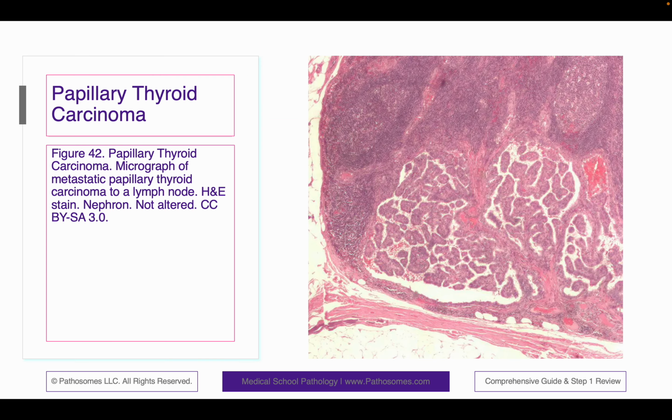Here we have a micrograph of metastatic papillary thyroid carcinoma to a lymph node. Can you see the difference in features on the image to the right here? Can you see the metastasis? And can you see the normal lymph node architecture?